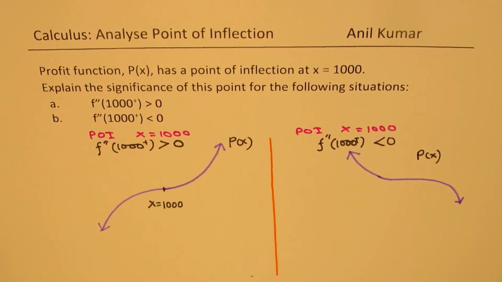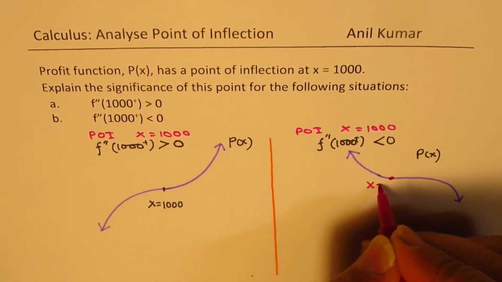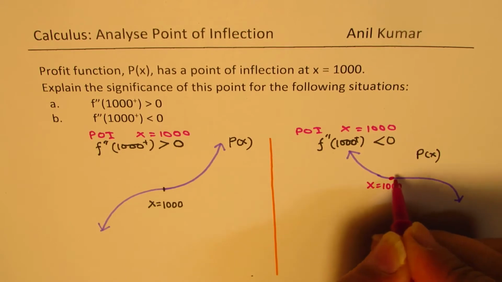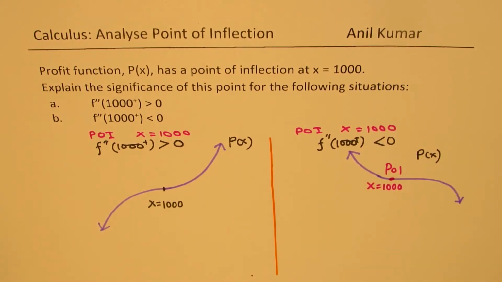Now I think it is very clear how to explain these two points of inflection, right? These are both points of inflection. At x equals 1000, we do have a point of inflection. How are they different, right? That's what we should be explaining.